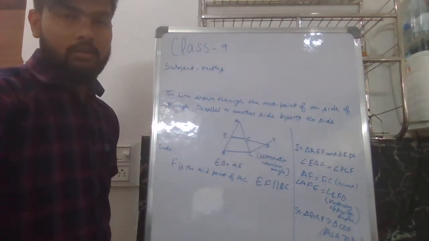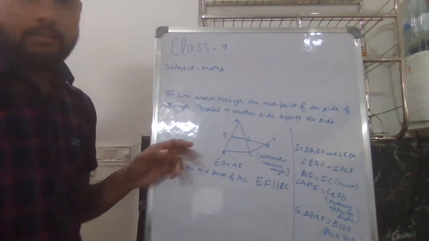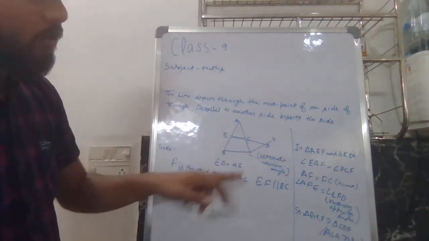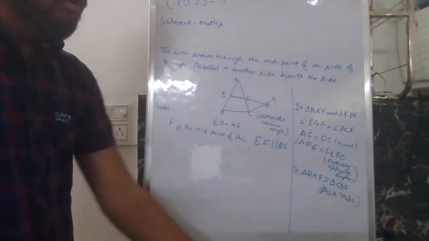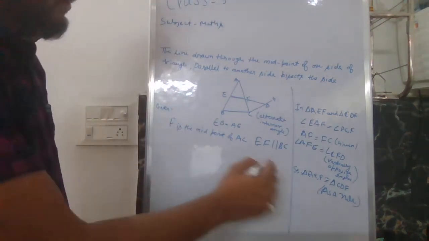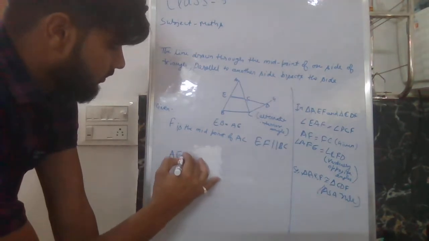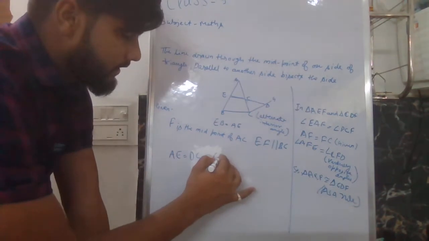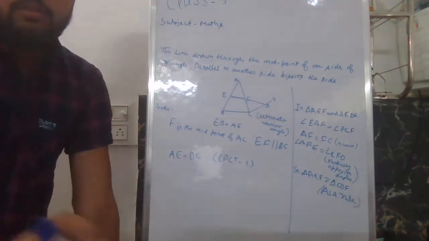So after that we can see that AE is equal to DC. So here we can see that AE is equal to this DC. Okay, so for that I will write here, AE is equal to DC, like this will be the CPCT form.